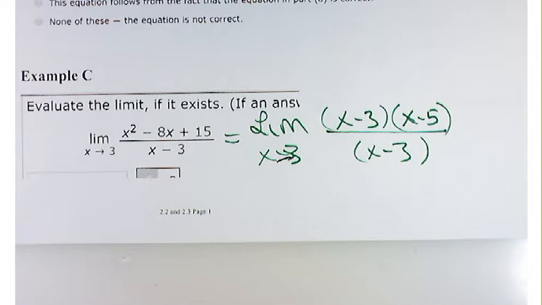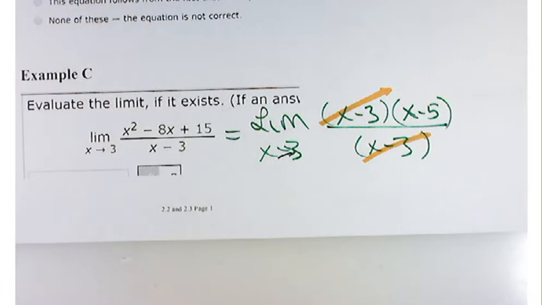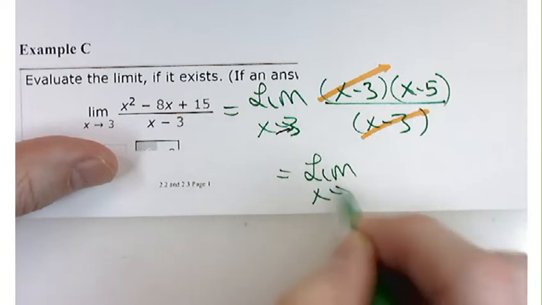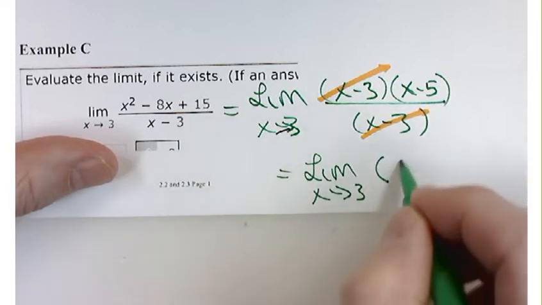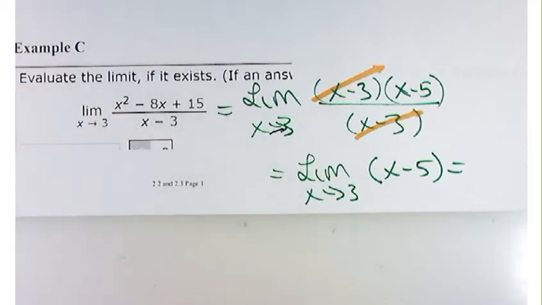So you got it factored. Now you can cancel that out. And now we can look at the limit as x approaches 3 of x minus 5. That's a little easier to deal with. What's that limit?